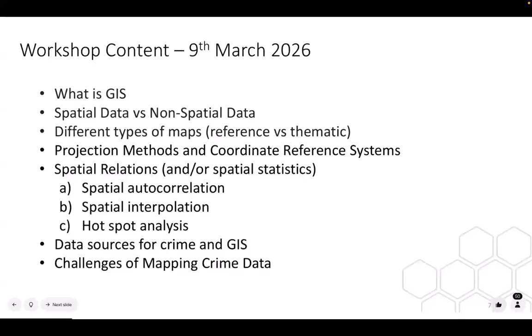I do also mention point analysis in the latter half of this workshop. And then we'll talk about some data sources that are available for crime mapping. And lastly, we'll have a bit of a conversation about the challenges of mapping crime data in general.